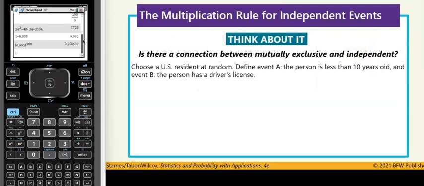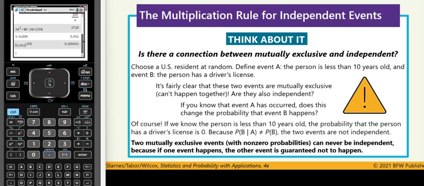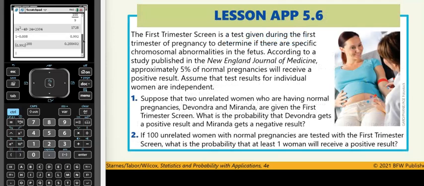Is there a connection? Well, it's impossible for two mutually exclusive events to happen at the same time. Remember, they can't happen at the same time, and they can never be independent, because if A has happened, B cannot happen. So you can't have two events that are both mutually exclusive and independent. It's impossible. Okay, that's your lesson for today.